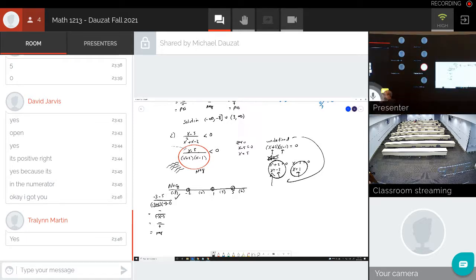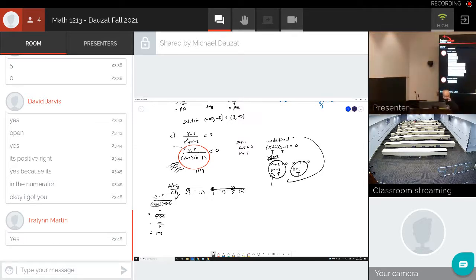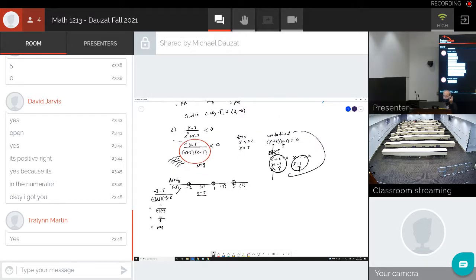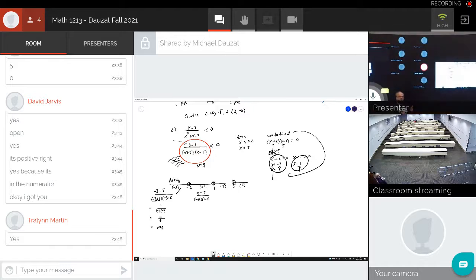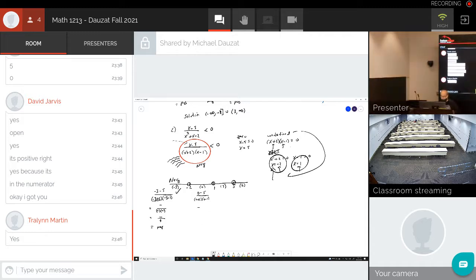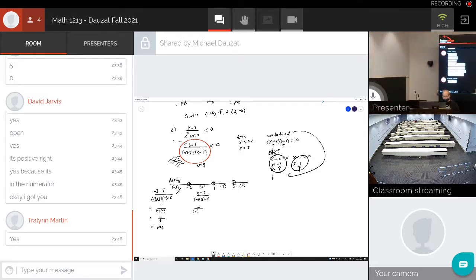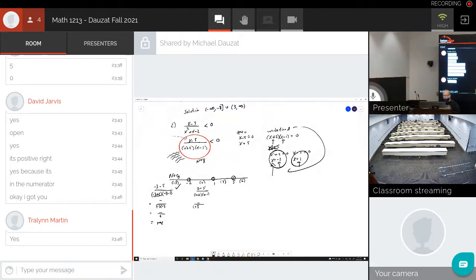Okay, now let's go to the next interval. What's the test point in the next interval? 0. So you can do the same thing. You're going to say 0 minus 5, the numerator, divided by, and in the denominator there are 2 factors. So you're going to say 0 plus 2 times 0 minus 1. Okay? What kind of number is the numerator, 0 minus 5? Negative. So my numerator is negative. In the denominator, I have 2 factors. My first factor is 0 plus 2. What kind of number is that? Positive. My next factor, 0 minus 1. What kind of number is that?